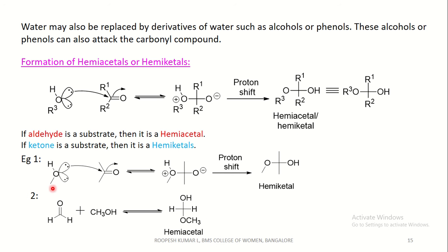This alcohol, methanol, reacts with acetone to give a corresponding product, which on proton shift gives a hemiketal. Since the substrate is a ketone, we get a hemiketal. Whereas when formaldehyde reacts with methanol, we get a hemiacetal. This is an aldehyde substrate, hence we get a hemiacetal.